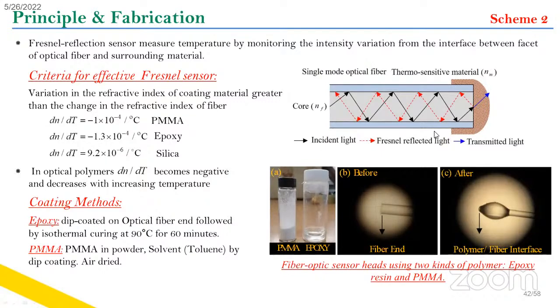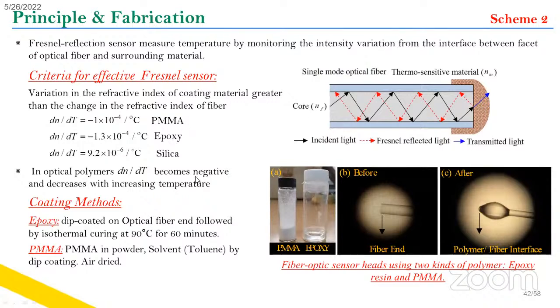When light passes from one medium of refractive index to another medium, a part of the light will be reflected. So when the refractive index of this material changes, the amount of light reflected keeps changing. So it depends on this coating material. If this coating material is sensitive to temperature, its refractive index will change accordingly. So here you can see the criterion for an effective Fresnel sensor is that the variation in the refractive index of the coating material is greater than the change in the refractive index of the fiber.